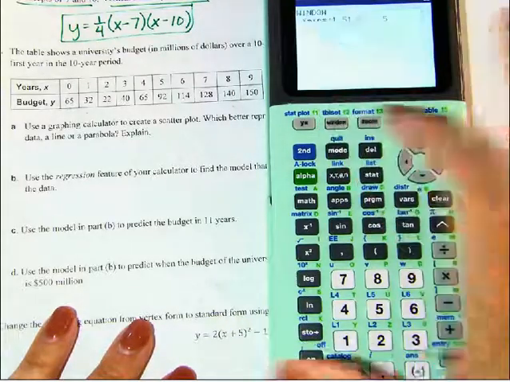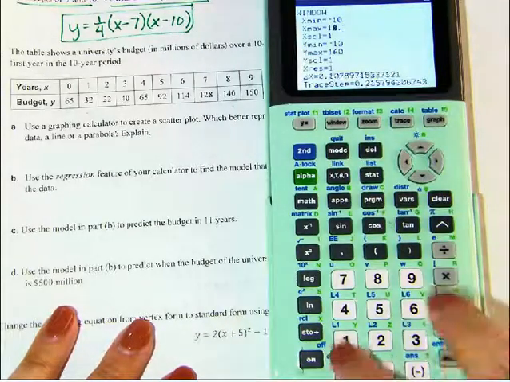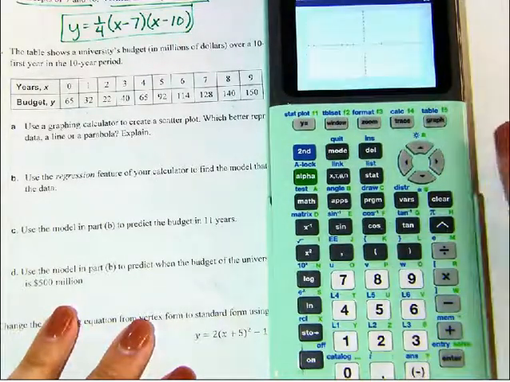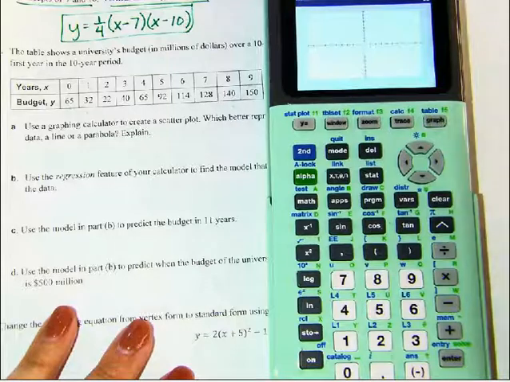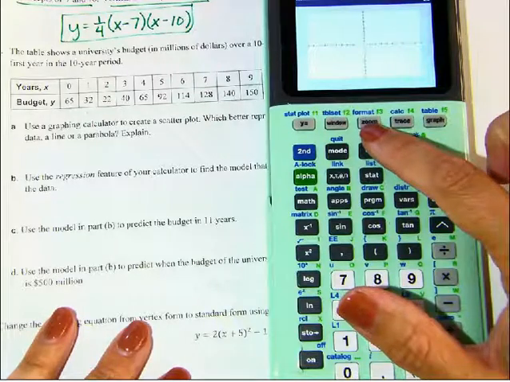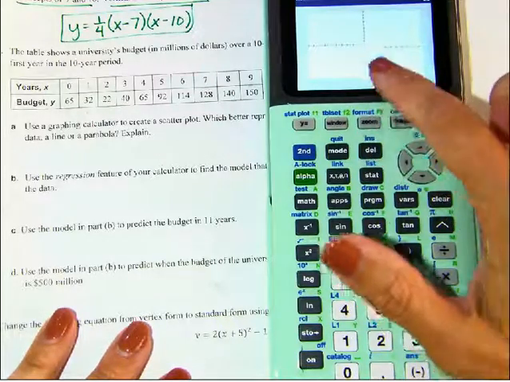But yours may not. Your window, let me reset my window. Your window might look like that. So when you graph it, it might just look like that. You can't see anything. And you can zoom. See this zoom button? You can zoom in and out. The only problem is it zooms with 0, 0 in the center.